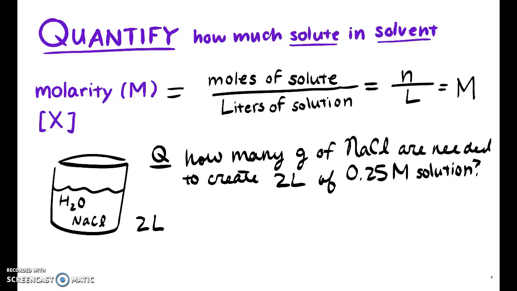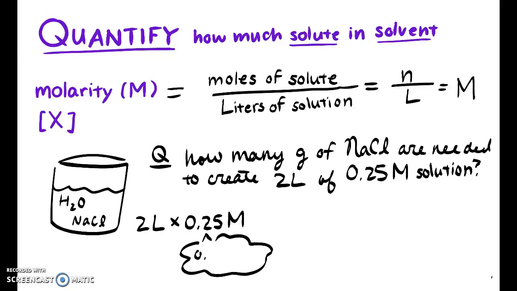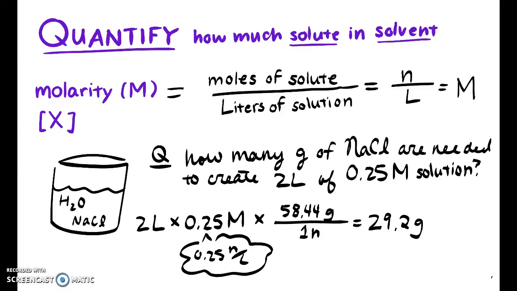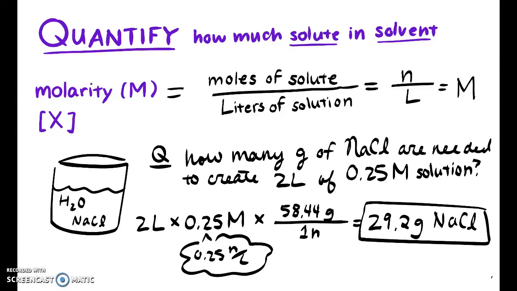So we have 2 liters times 0.25 molarity, which we can also think of as 0.25 moles per liter, times the molar mass of NaCl, which is 58.44 grams per mole of NaCl. When we calculate it all out, it should come out to 29.2 grams of NaCl needed. So this is an example problem regarding molarity, and this is only when we're adding a solid.